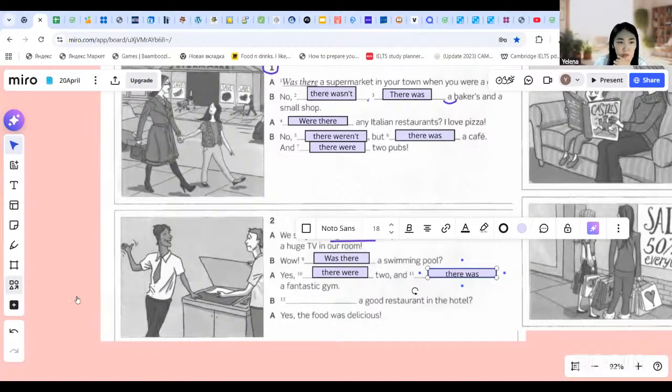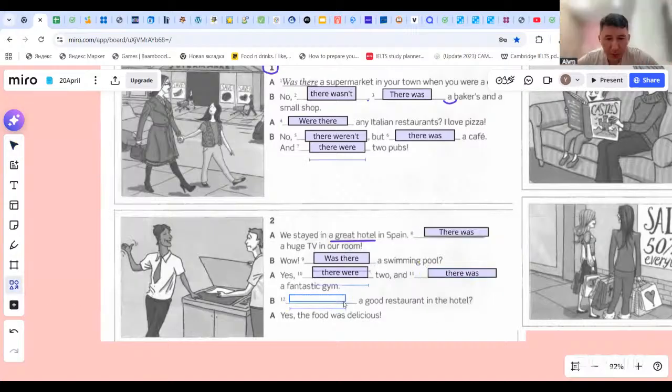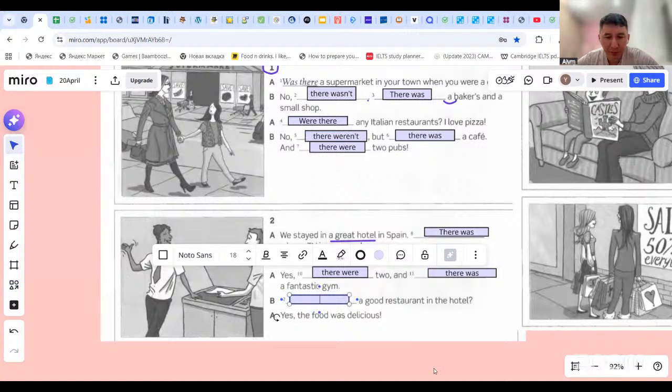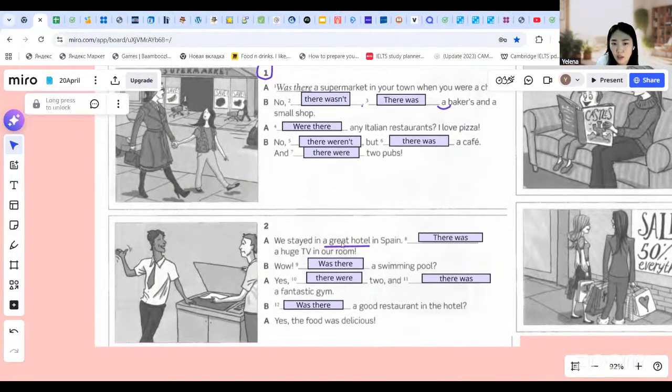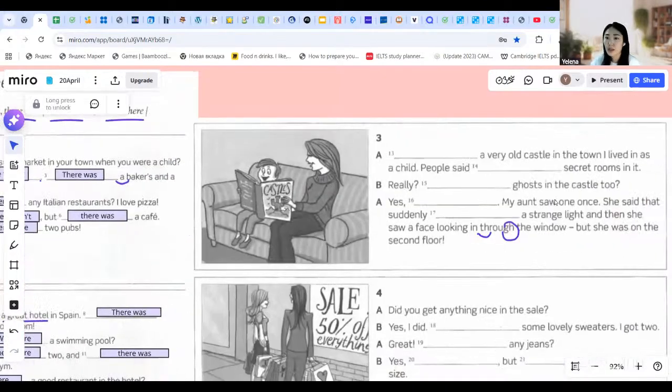Was there a good restaurant in the hotel? Yes, the food was delicious. Yes, that's right. Delicious. Can you please say this phrase once again? Great hotel. The second syllable is stressed. Not hotel, but hotel. Great hotel. Okay. Nice.